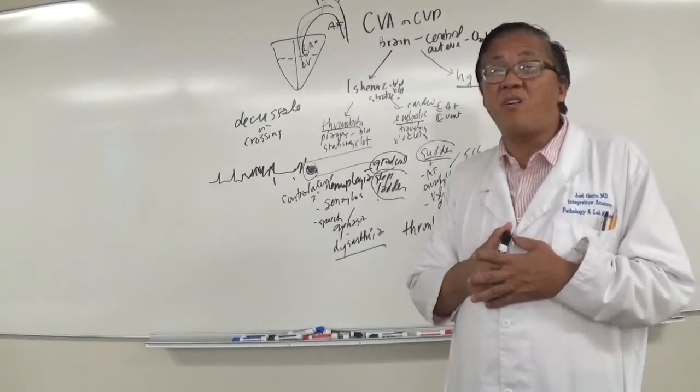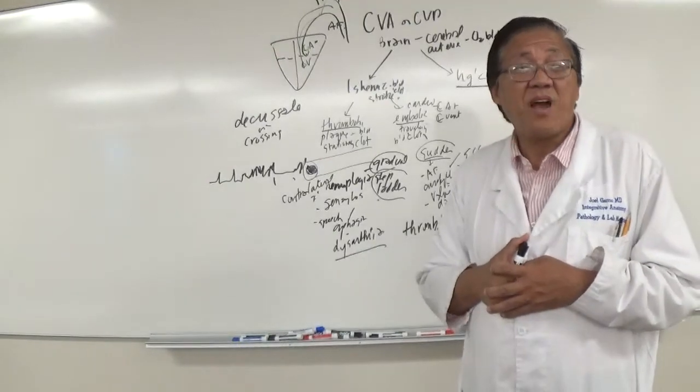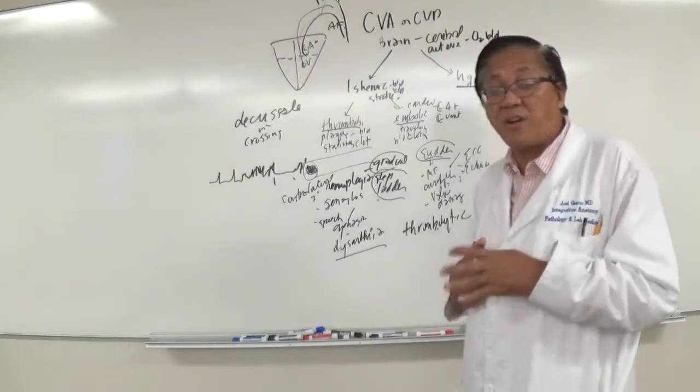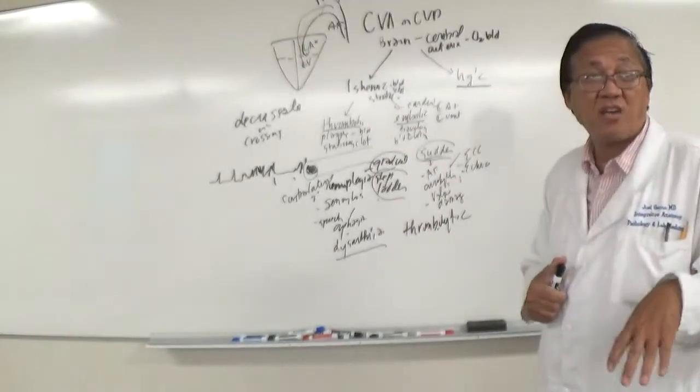Within the first how many hours? 3 hours, the magic number. Because beyond 3 hours, the damage is permanent. Do you understand, class? Okay? Like ATPase, streptokinase, abukinase, urokinase.